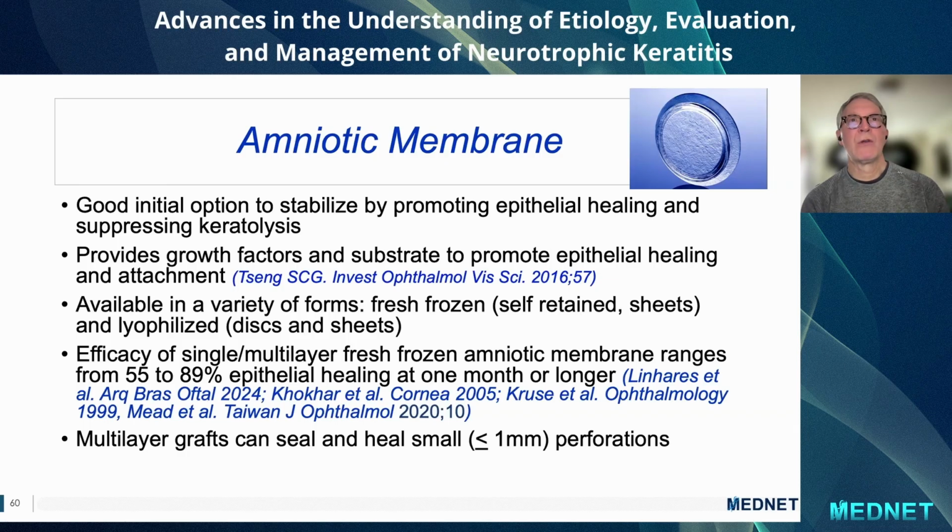And the efficacy of a single or multi-layer fresh frozen amniotic membrane for NK ranges from 55 to 89% for healing the epithelial defect at 1 month or longer. And as you can see, there are a number of different reports. And the multi-layer grafts can seal and heal small perforations. In our experience, if the perforation is less than 1 millimeter, there's a fairly good chance if you use multiple layers and even stuff one into the perforation and close the eye for a couple of weeks, that there's a good chance that it might heal that.